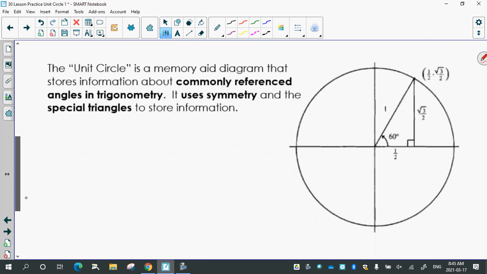So the unit circle is a memory aid diagram that stores information about commonly referenced angles in trig. It uses symmetry and the special triangles to store information. So for instance, there'll be a spoke on your unit circle that represents 60 degrees. And really, we're meaning to put this triangle in it, but we don't draw the verticals in because that would look really confusing. But this ordered pair over here represents that the x value is a half, and the y value to get up to this point on the edge is root 3 over 2. Okay? So we go over a half and up root 3 over 2, and then we get to this point that's 1 away. So it's a circle with a radius of 1. Okay? So the radius is always 1, which is what we did for our special triangles as well.